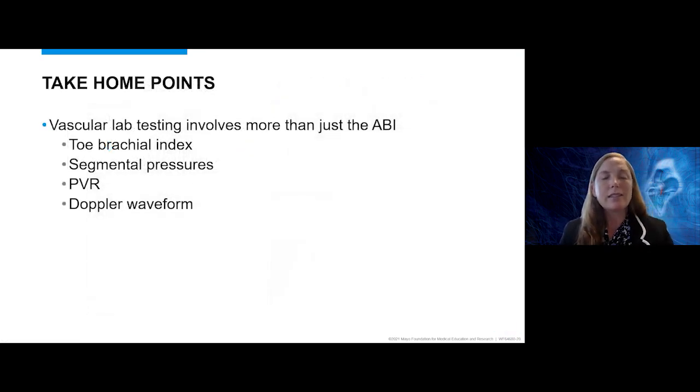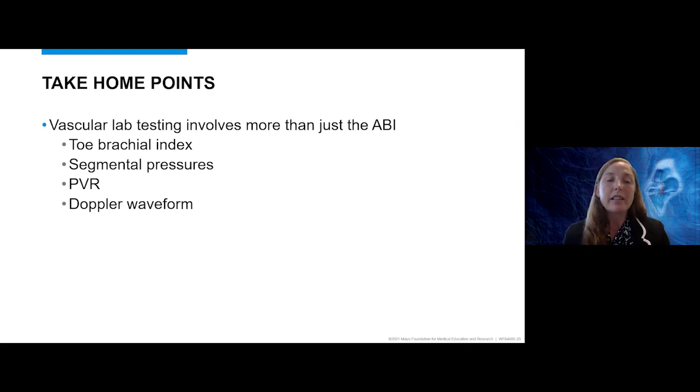So this is just meant to be kind of an intro to vascular lab reporting. It involves more than just the ABI. We can have that toe brachial index, segmental blood pressures, the pulse volume recordings, and that Doppler waveform. And I think for the purposes of what you would need to know for the boards, I highlighted the normal images when we were going over what PVR looks like or what the arterial Doppler looks like, because I think that's the most important part to cement in your mind.